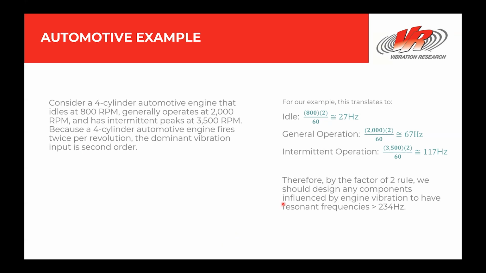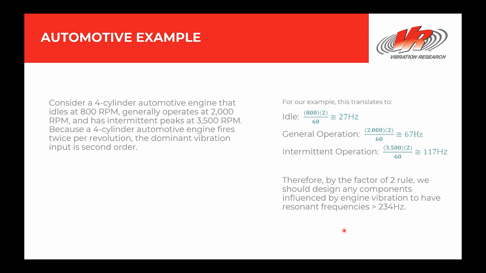So for this example, these translate into frequencies in each of these 3 cases as follows. So idle, we have 800 RPM, and we're firing twice per revolution, and we have 60 seconds in a minute, so that works out to about 27 hertz. The general operation, they're saying, was at 2000 RPM, works out to be about 67 hertz. And then the intermittent operation, the occasional, up to 3,500 RPM, works out to about 117 hertz.